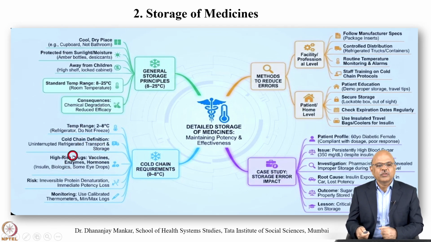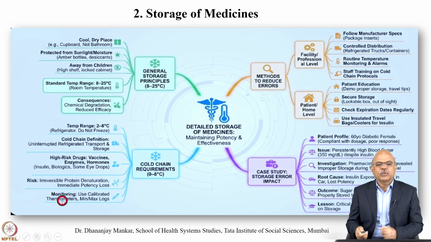The cold chain definition is uninterrupted refrigerated transport and storage, rather than just putting it in a refrigerator, which doesn't come with an uninterrupted supply. You need to even think about high risk drugs, particularly vaccines, enzymes, hormones, which also includes insulin, biologics, and even some eye drops, which come into the category of high risk drugs.